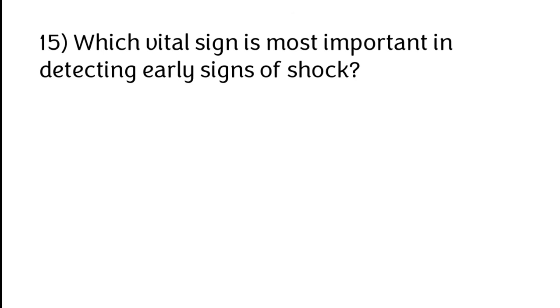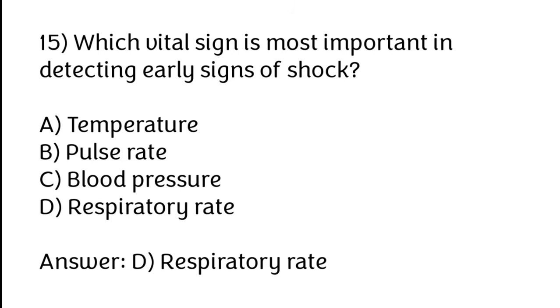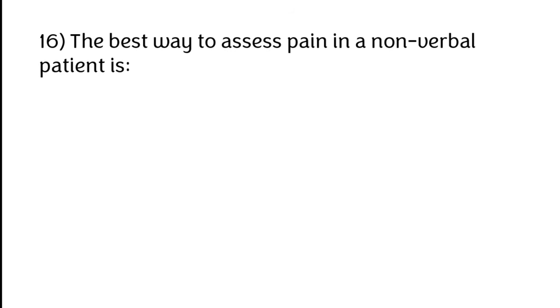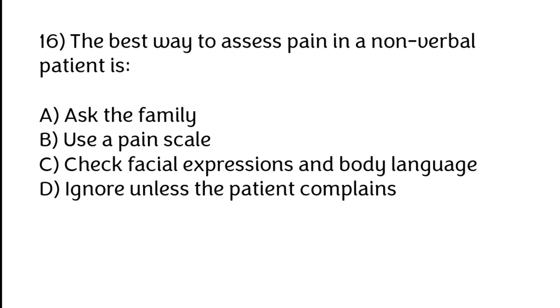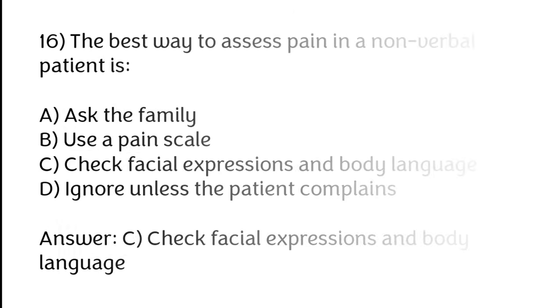Which vital sign is most important in detecting early signs of shock? Temperature, pulse rate, blood pressure, respiratory rate. Correct answer is option D, respiratory rate. The best way to assess pain in a non-verbal patient is ask the family, use a faces scale, check facial expressions and body language, ignore unless the patient complains. Correct answer is option C, check facial expressions and body language.